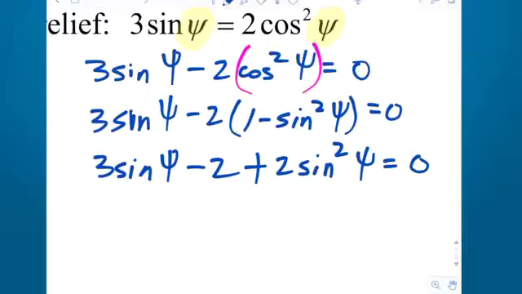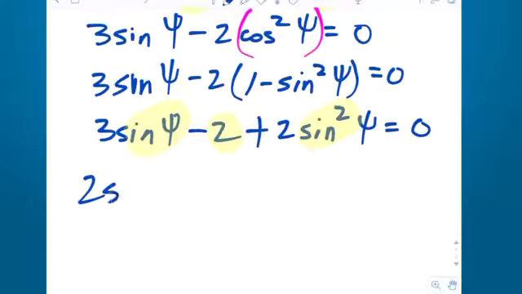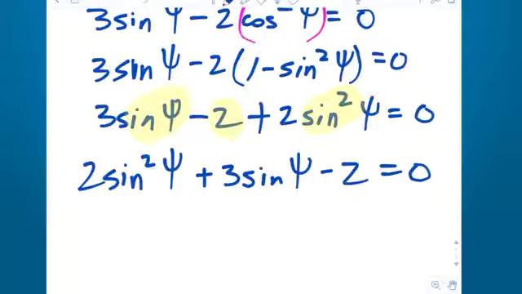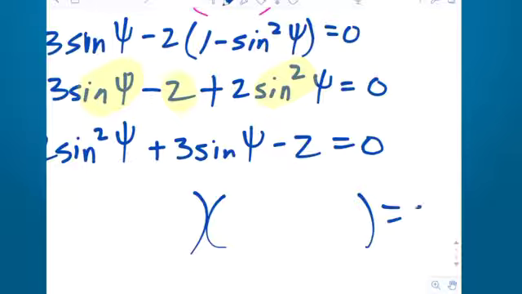But what you do notice is something from Thursday. We have a squared term, a non-squared term, and a constant. And so that could be a factorable trinomial. So let's go ahead and rearrange the terms. We'll write it in descending order. So we have a 2 sine squared of psi plus a 3 sine of psi, and then minus 2 equals 0. So just as if this were like a 2x squared plus 3x minus 2, it might factor into the product of x plus or minus something, x plus or minus something.